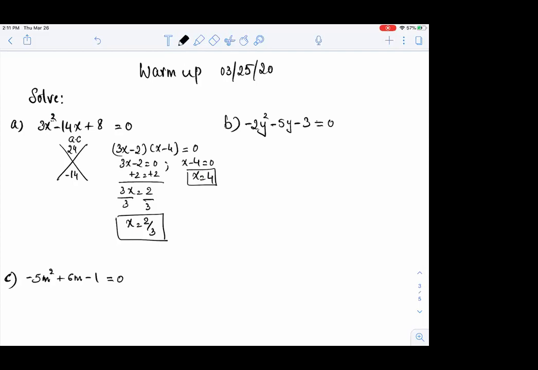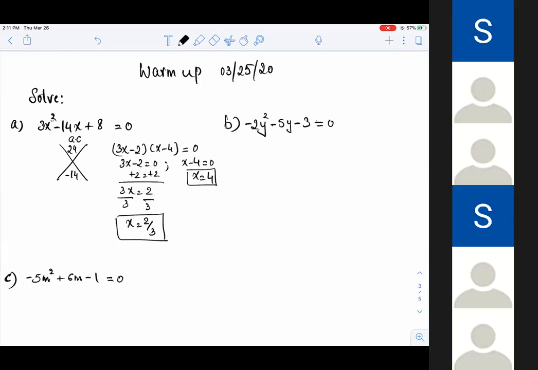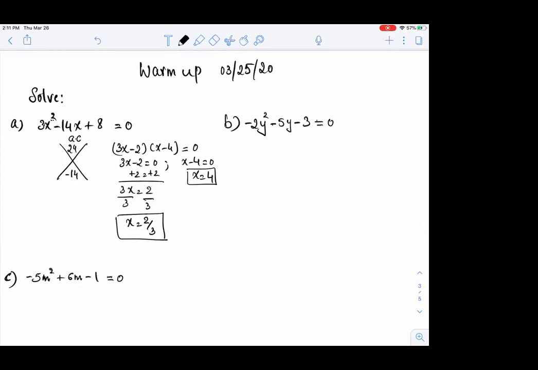Okay, question B. Are you guys done with question B? It's negative 2y squared minus 5y minus 3 is equal to 0. Can one of you tell me the factors? Negative 6 and 1. No, tell me the factors, not the solutions. The one before that. 2 and 3. One of them.